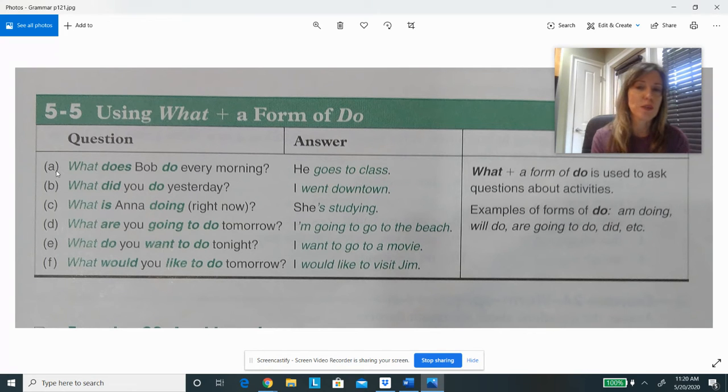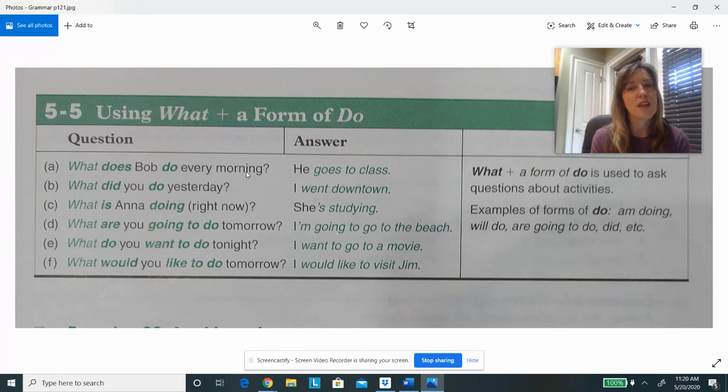So if we look over here and we start with A, it says, what does Bob do every morning? Well, I hope you remember that this is the pattern to make an information question. Question word, auxiliary verb, also called helping verb, subject, main verb, and then there may be some more information. But the helping verb in a present tense question is do or does. The main verb is base form. Okay? So in this case, the main verb and the helping verb are similar, so it can be a little confusing. Now, when someone says, what does Bob do every morning?